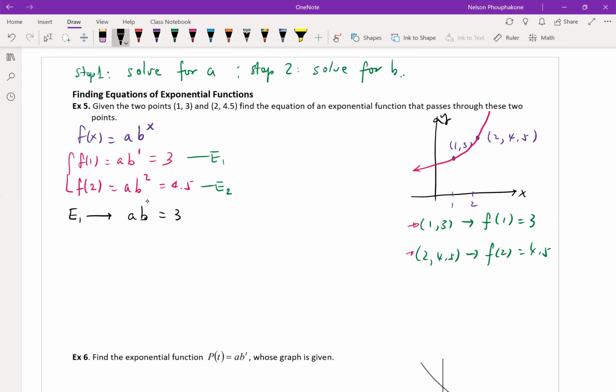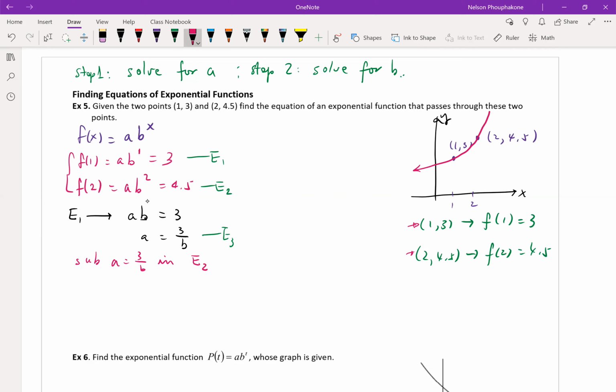And now remember the first step is we solve for a. So I will have a is equal to 3 over b then. Now I call this equation number 3. Okay. Then now, what do I need to do next? I'm going to substitute a equal to 3 over b in E2. Okay. We use E1 to solve for a, then we plug a into E2.